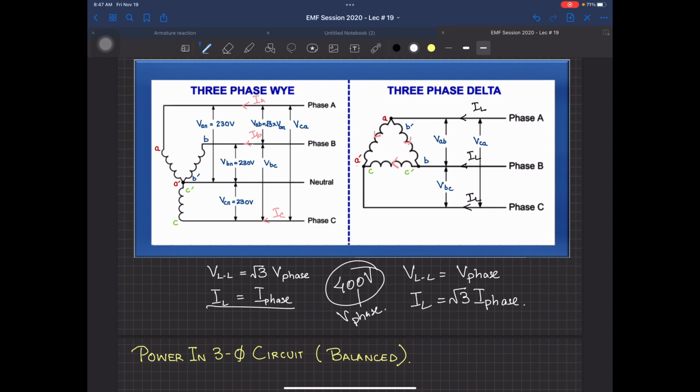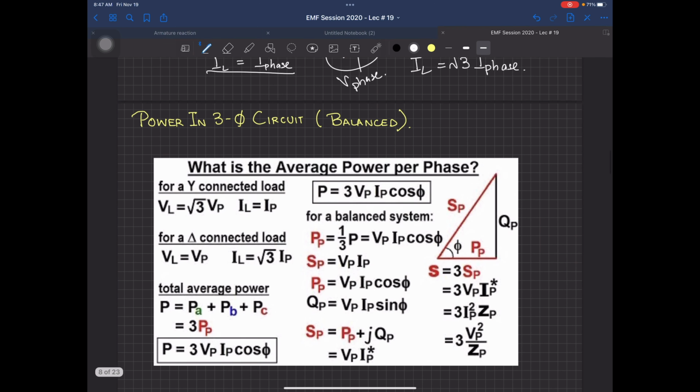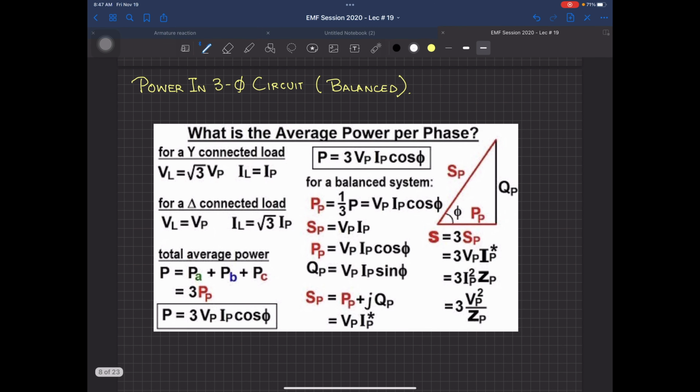Because you are going to solve a lot of numericals of induction machine and synchronous machine also. So if that question or statement does not specify, it means it's always going to be line voltage. Okay, now before I proceed, I need to find out the total power. But again, this is only for balanced load.